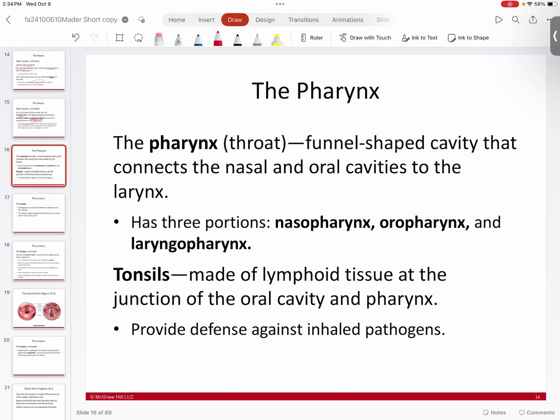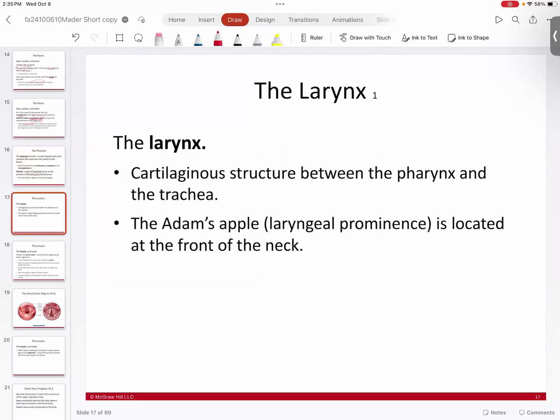Of course, we have our naso, oro, and laryngeal pharynx. This is basically just defined as where that particular region of the throat is. And of course, peppered throughout the pharynx, we have our tonsils, which are oftentimes at the junction of our oral cavity, and of course, we've got one in our nasal cavity, the nasopharynx. And this is, of course, because the lymphoid tissue is essentially fighting off pathogens, right? So anything that you inhale, that's a pathogen. Or in the case of the oral cavity, anything that you eat, that's a pathogen. It's doing battle there.